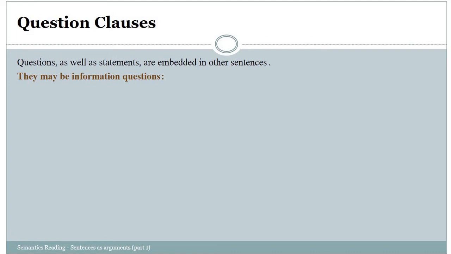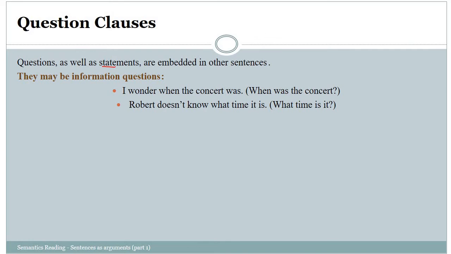So another type of clauses other than full statement clauses, the second type, is question clauses. Questions as well as statements are embedded in other sentences, and they may be information questions like, I wonder when the concert was. Actually, here the question form, when was the concert, is embedded as a clause into another sentence. And Robert doesn't know what time it is. So the question is, what time is it?